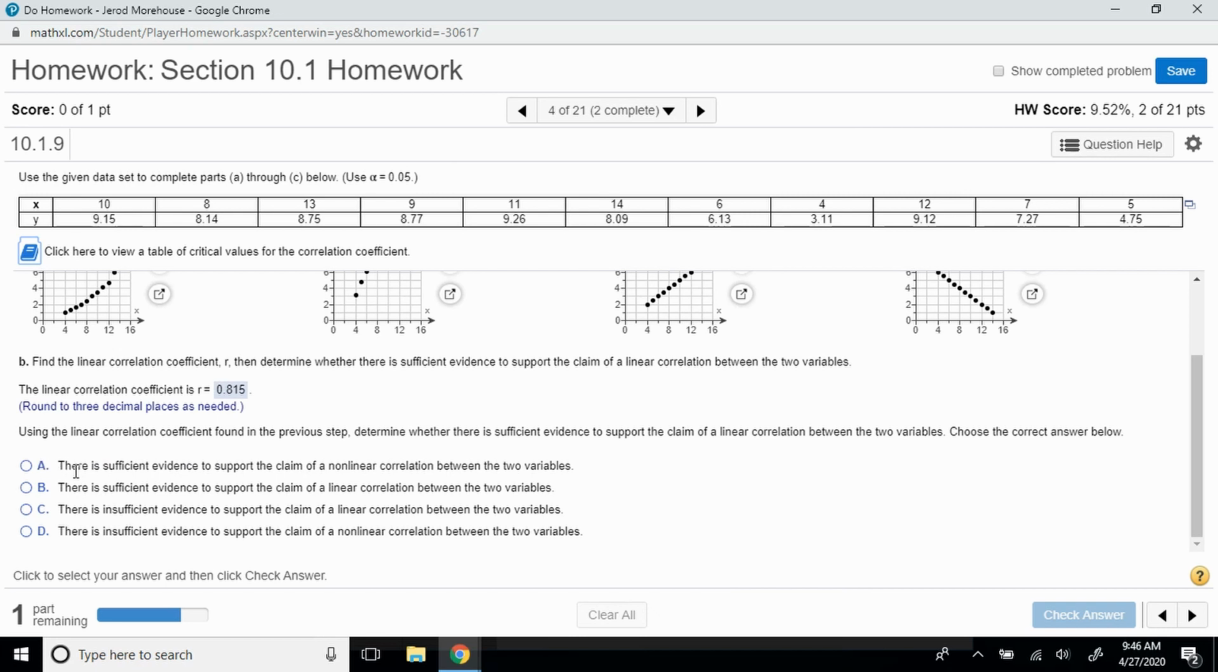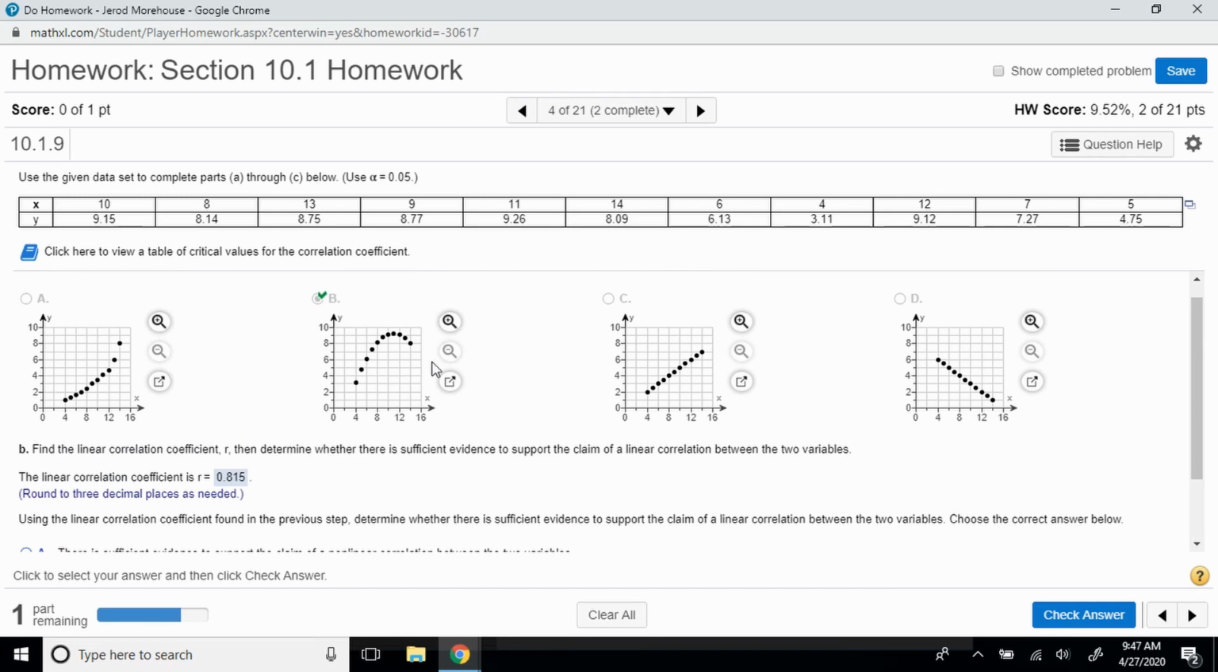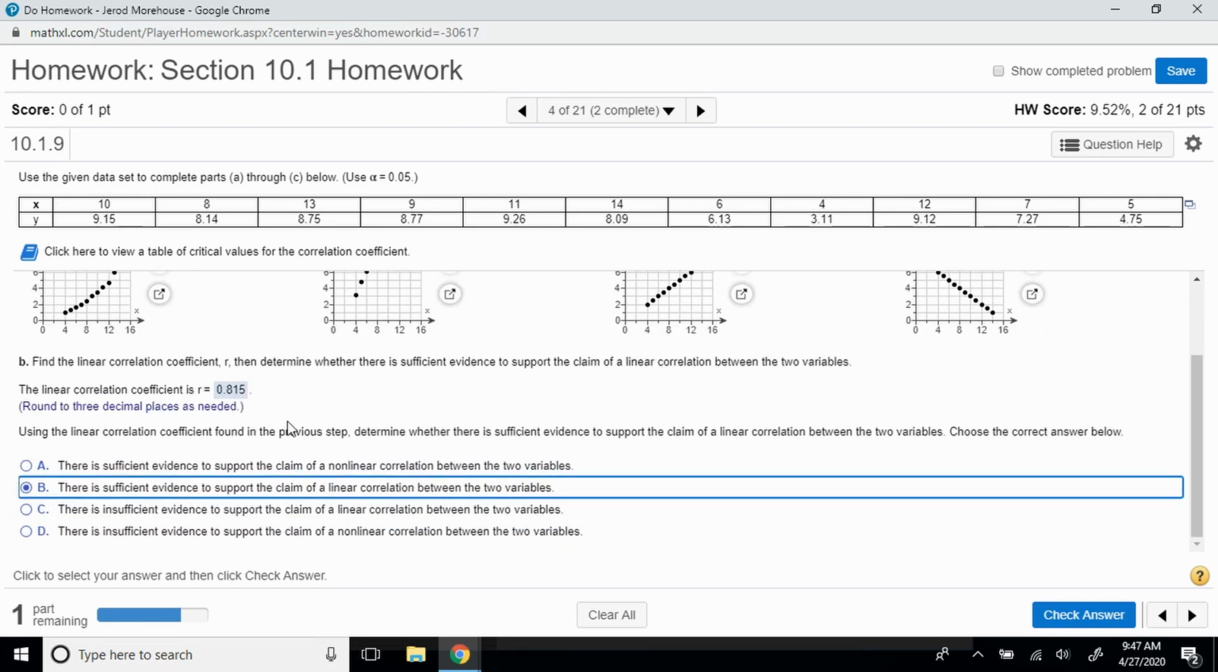So let's read through our options. There is sufficient evidence to support the claim of a nonlinear correlation. There is sufficient evidence to support the claim of a linear correlation between two variables. B is going to be our answer because R measures linear relationships. So we have to say that evidence suggests there is a linear correlation. Even though the graph suggests otherwise, we were making this decision based on R. Let's check that answer.